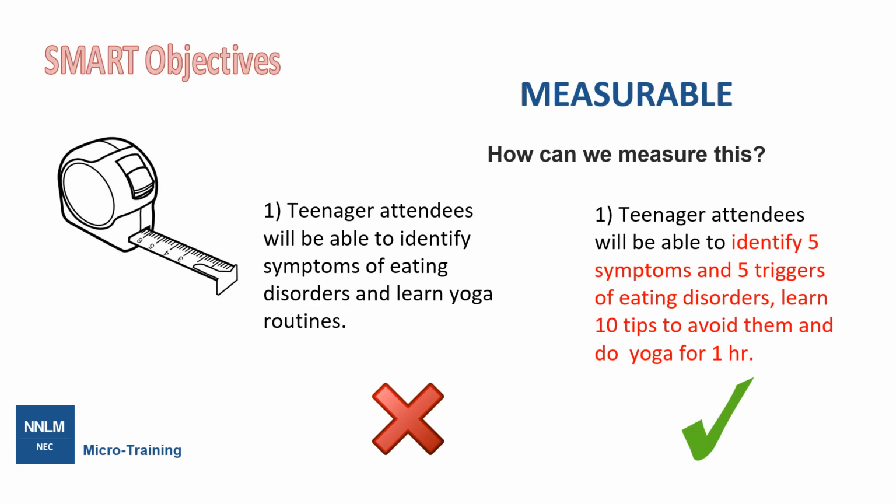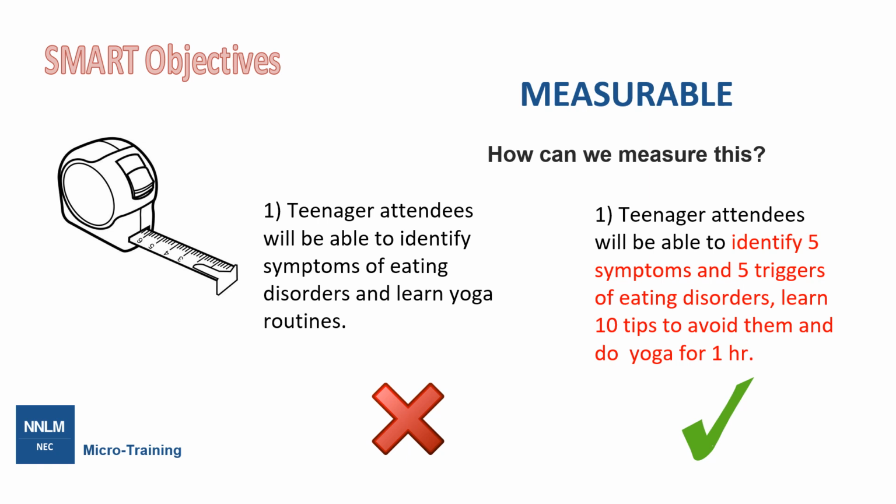Let's go back to our previous example. We have an objective that is specific, but it is not measurable yet. Teenager participants will be able to identify symptoms of eating disorders and learn yoga routines. Let's see how we can modify it to make it measurable.